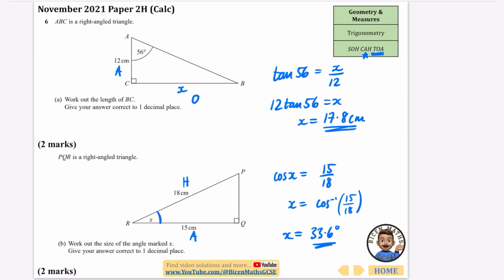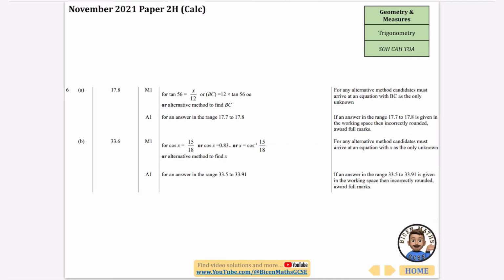Let's double check we've got these. So we've got 17.8 and 33.6. Yep, there they are in the answers that we have.